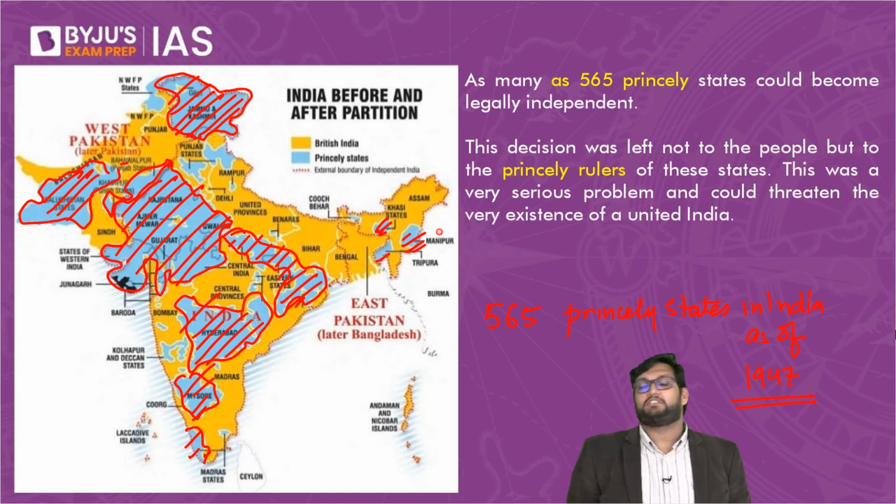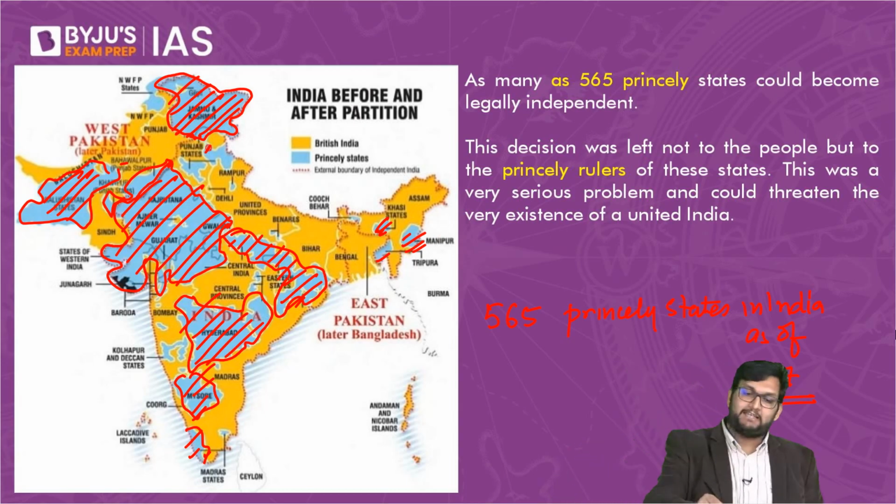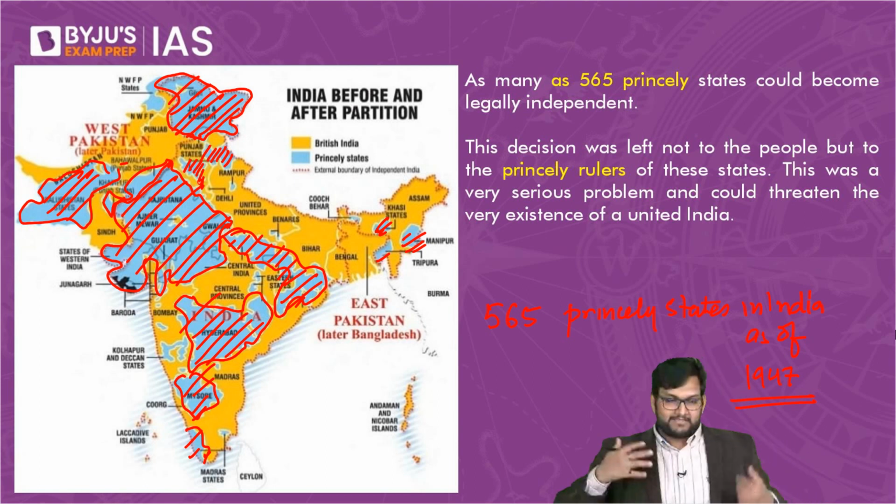Now I'll tell you what is the concept of princely states. They are technically not fully under the British. These are the areas which are indirectly controlled by the British. And let me discuss this concept. I'm trying to show you this map.